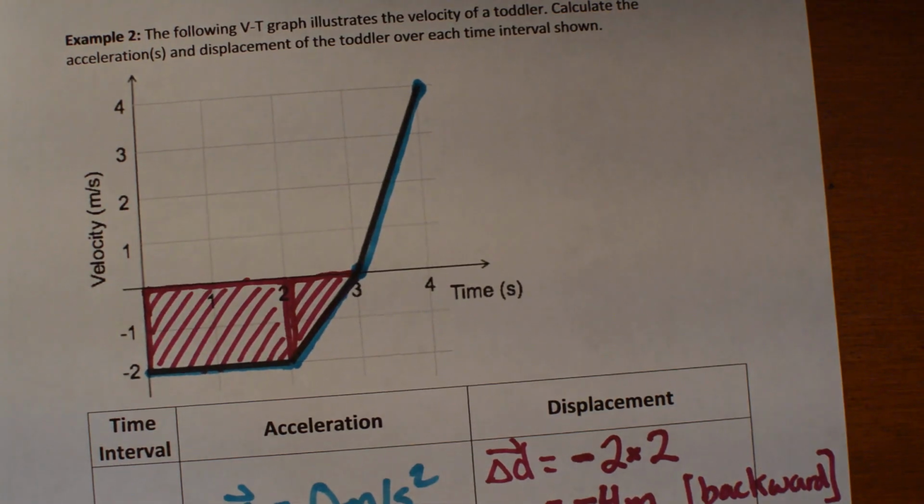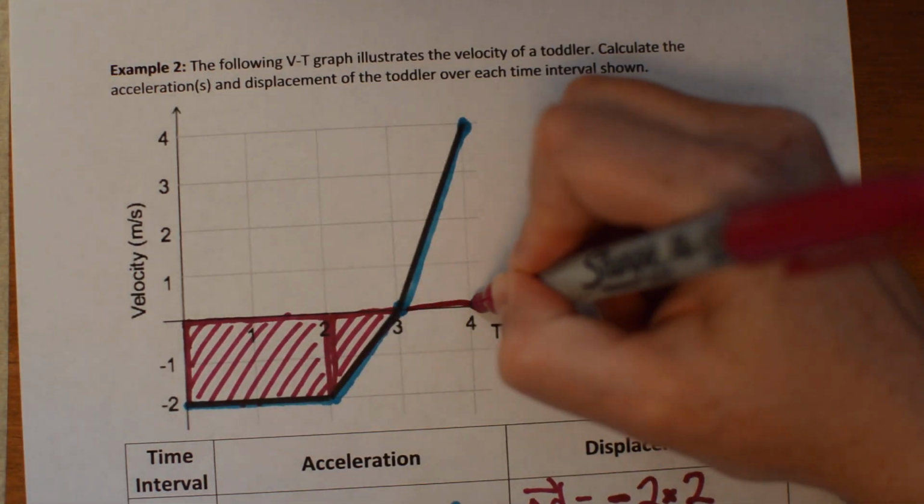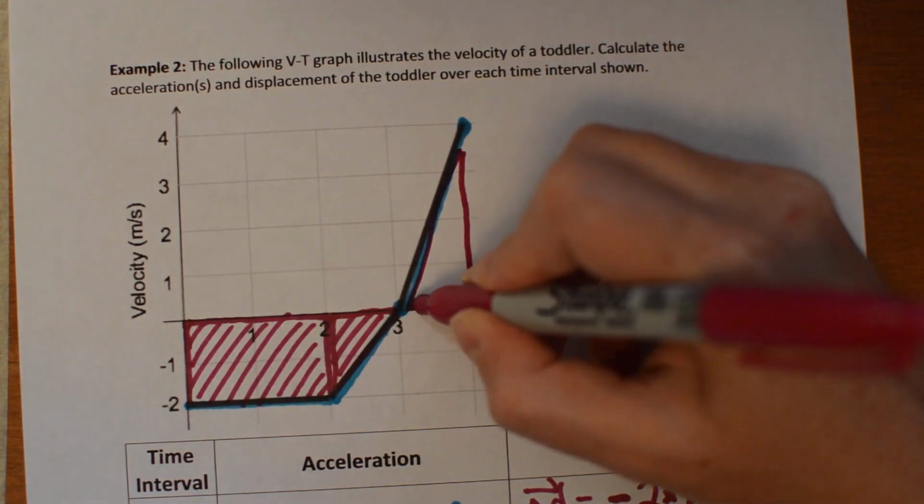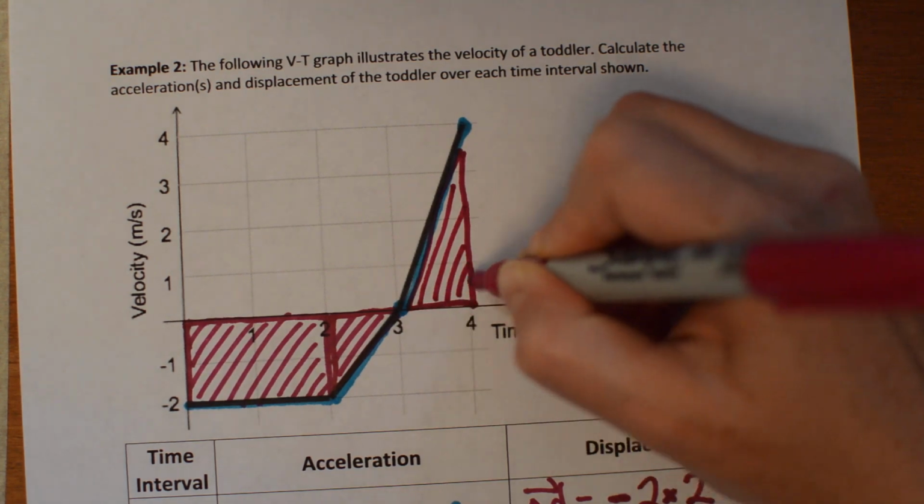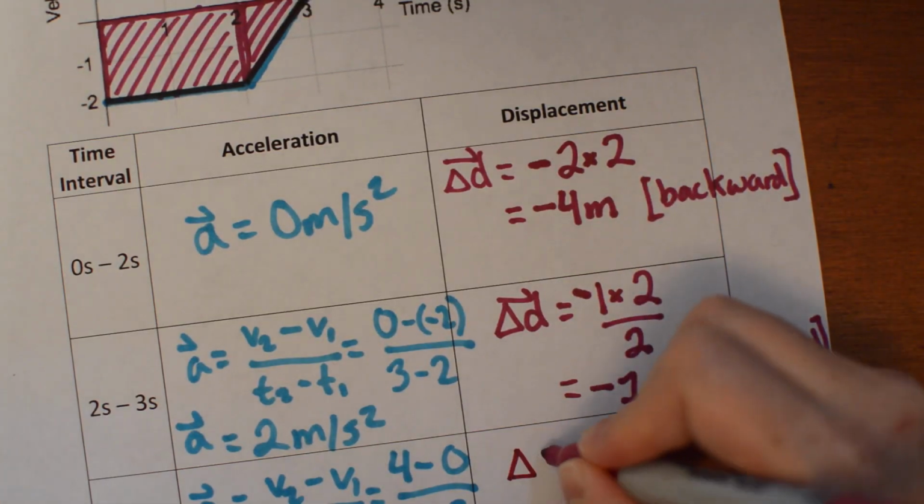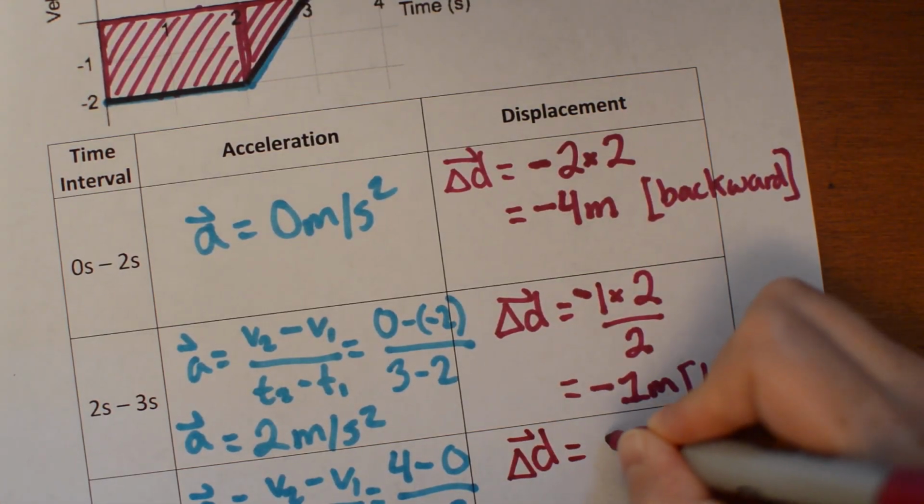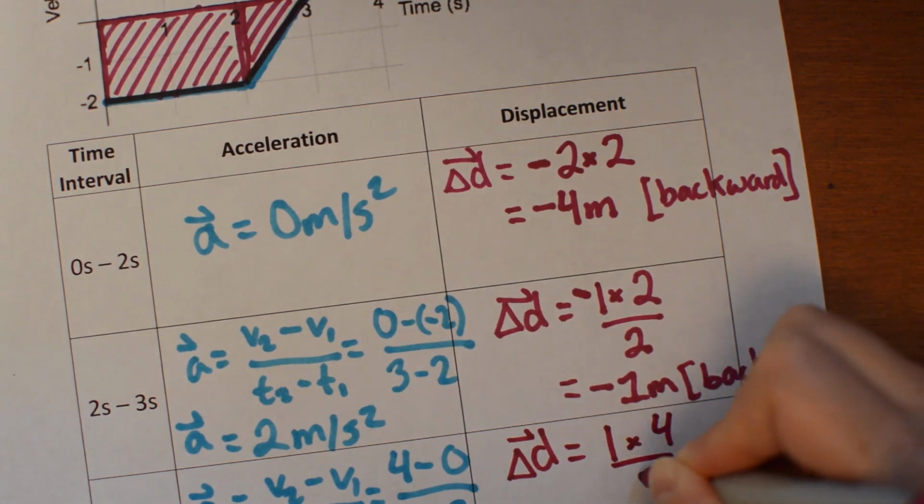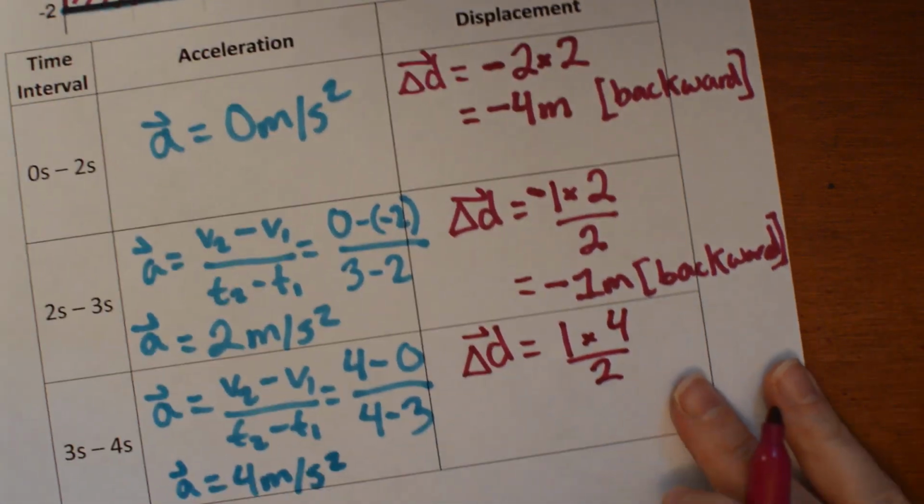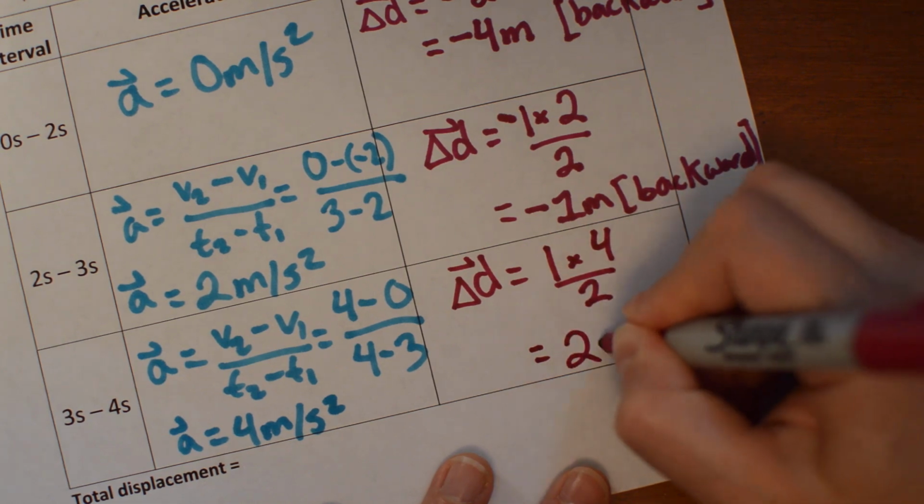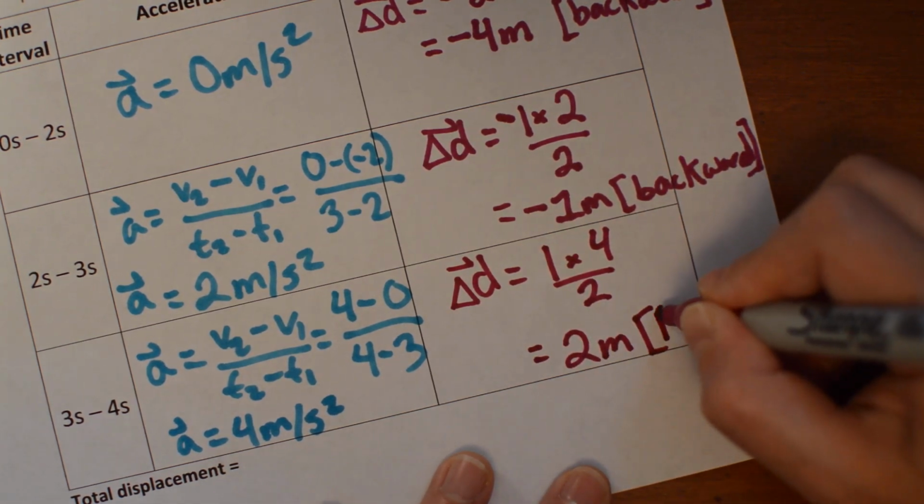And the area of that piece is finally a forwards piece. We have a triangle here, a base of 1, a height of 4. So delta D is going to be 1 times 4 over 2, base times height over 2. And that gives me 2 meters in the forward direction.